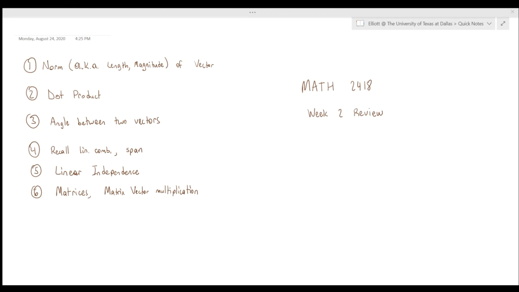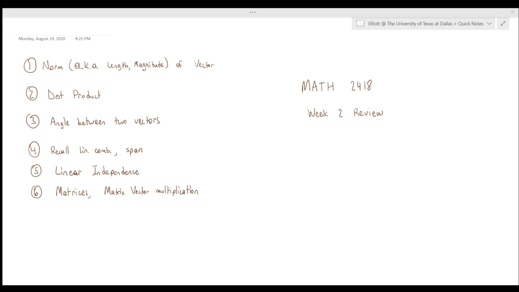All right, so there's a lot for me to talk about, or at least I have a lot planned for today. So I've written out sort of the agenda. I'm going to start by talking about the norm, or the length or the magnitude of a vector. Then the dot product, and the angle between two vectors.